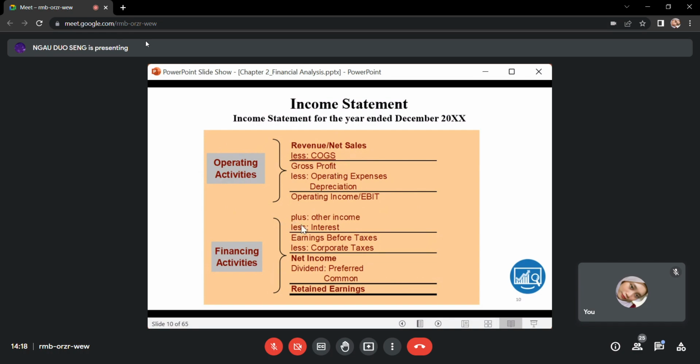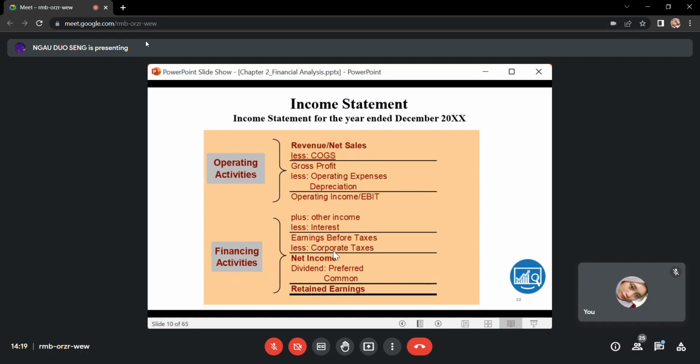Then the second part will be the financing activities, right? So we have plus other income kalau ada. Kalau tak ada, then no need to write. Minus interest, which is the interest we pay to bank lah, bayar bank, right? Then equal to earning before taxes. Then we minus corporate taxes. Then equal to net income lah, bersih.